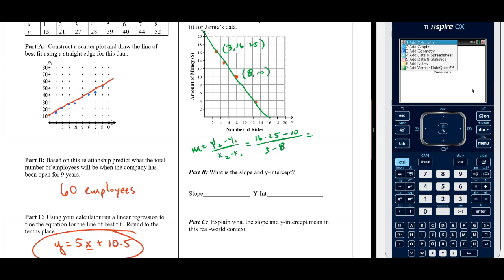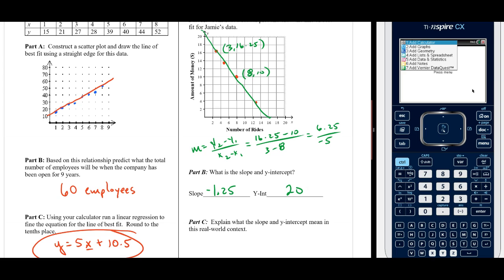And of course my calculator doesn't want to work right now. So it's going to be 6.25 over negative 5. It's going to give me a slope of, when I divide that, 6.25 divided by 5, I'm going to get a slope of negative 1.25. And my y-intercept is, if I drew my line straight, it looks like it'd be about 19 or 20. I'm going to say it's 20.